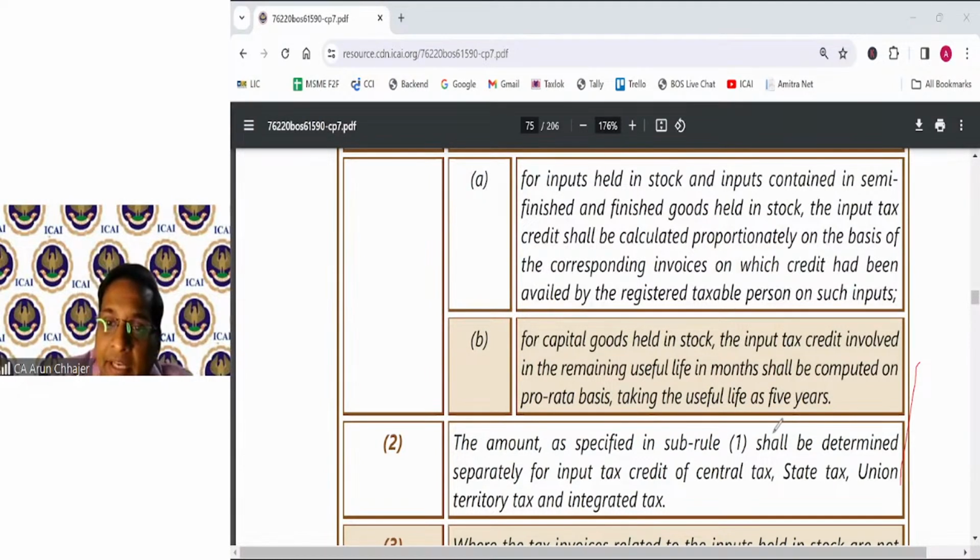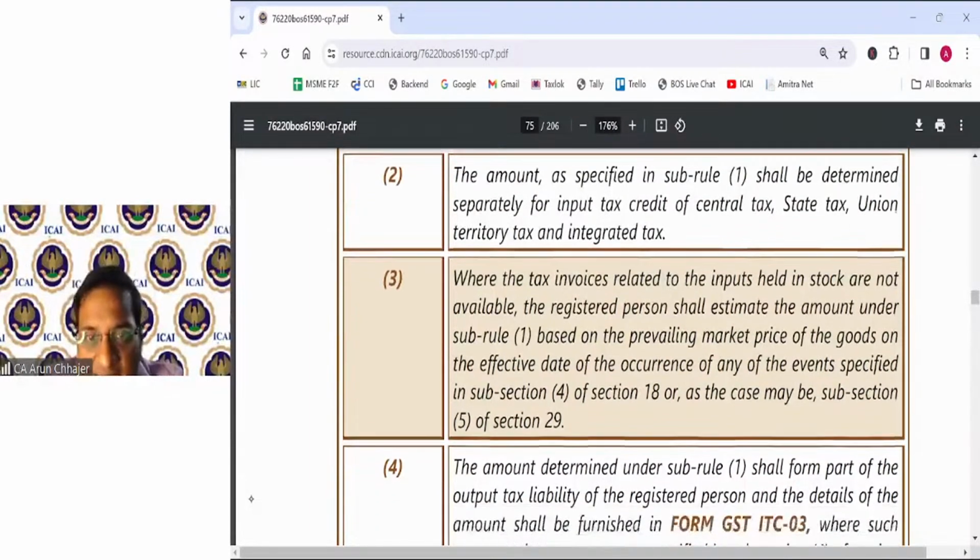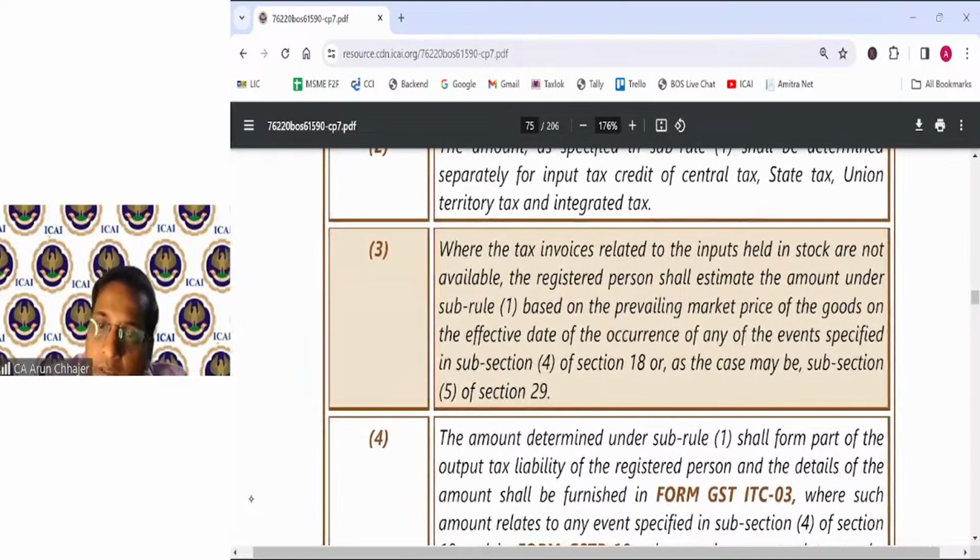For capital goods, the ITC remaining useful life in months shall be computed by taking the useful life as 5 years. The amount as specified shall be determined separately for input tax of central tax, state tax, union territory tax, and IGST. Where the tax invoices related to the inputs held in stock are not available, the registered person shall estimate the amount based on the prevailing market price on the effective date of occurrence of any event, as the case may be, 29.5. So market value के बेस पर मुझे ITC लेना पड़ेगा.